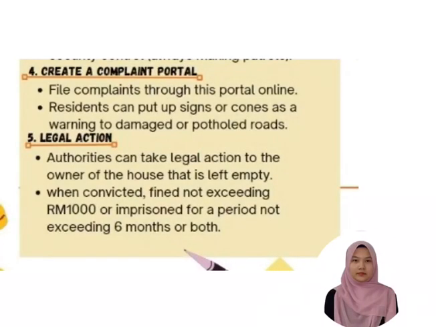The fourth improvement is to create a complaint portal, through which they can file complaints online. The integrated hotline system can also be used to make complaints because it will display the owner's information, like in the waste application. Residents can also submit pictures or videos in the event of road damage, and even narrow road problems can be reported through this portal.